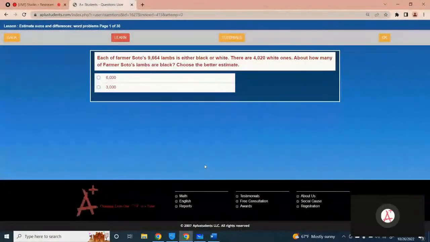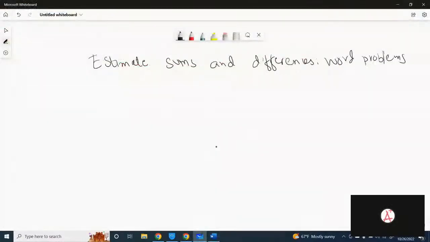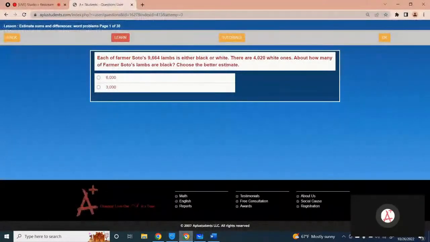Okay, each of farmer Soto's 9664 lambs is either black or white. There are 4020 white ones. About how many of farmer Soto's lambs are black? So you have to find how many of them are black. Choose the better estimate, so you have to estimate the answer. Got it? So 9664 and subtract 4020.